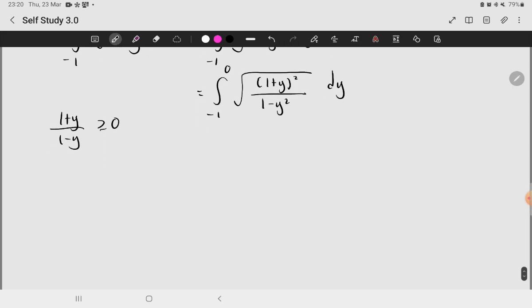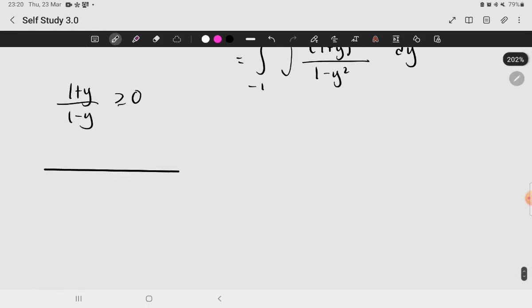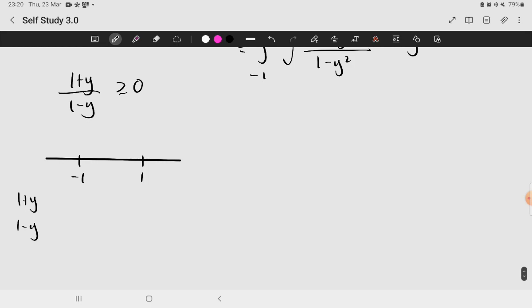So now, one of the methods to obtain the inequality is that we create a table. First, we create a real number line, and we let the terms equal 0, then we plot them on the real number line. So here will be -1 and here will be 1. Now our left hand side will be our factors, 1 plus y and 1 minus y. Okay, so next is to pick a value between the numbers that you've stated here.